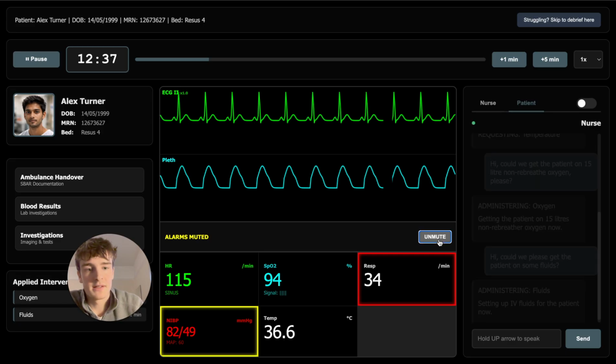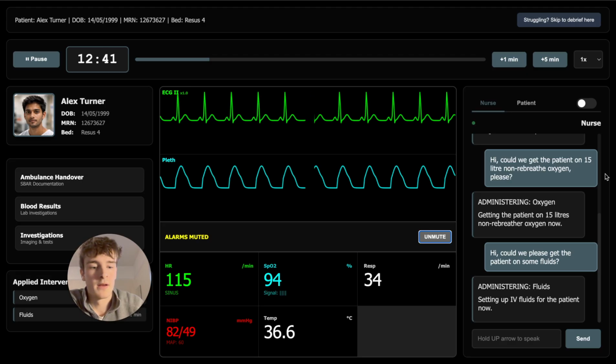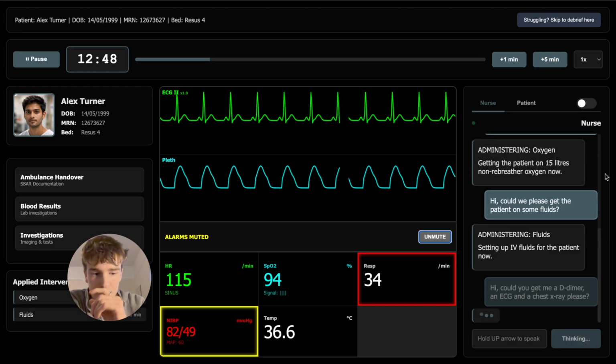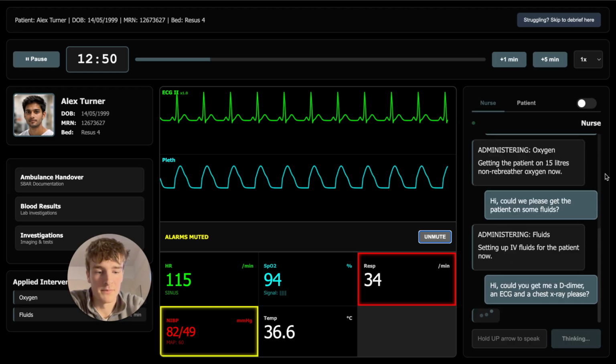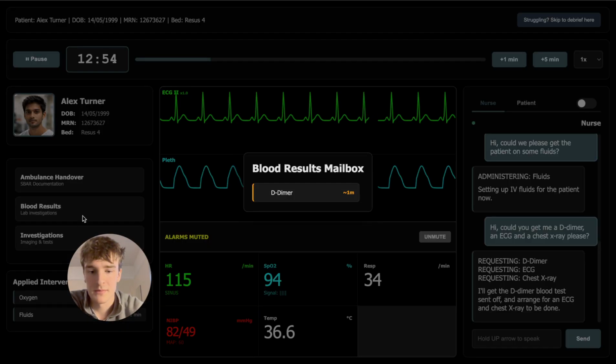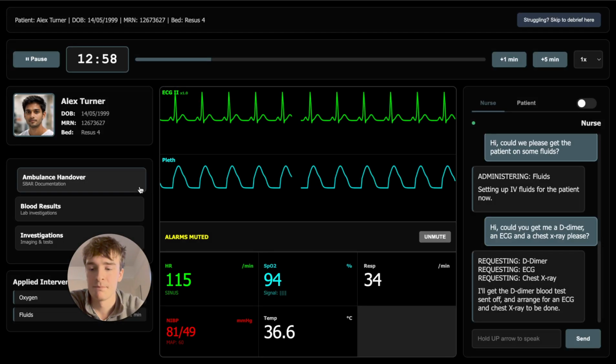So let's get some blood. Let's get a D-dimer and ABG, etc. Hi, could you get me a D-dimer, an ECG, and a chest X-ray, please? These will be requested here, as you can see. Now if we go into blood results, that'll be ready in a minute. Investigations: ECG will be 3 minutes, chest X-ray will be 10.